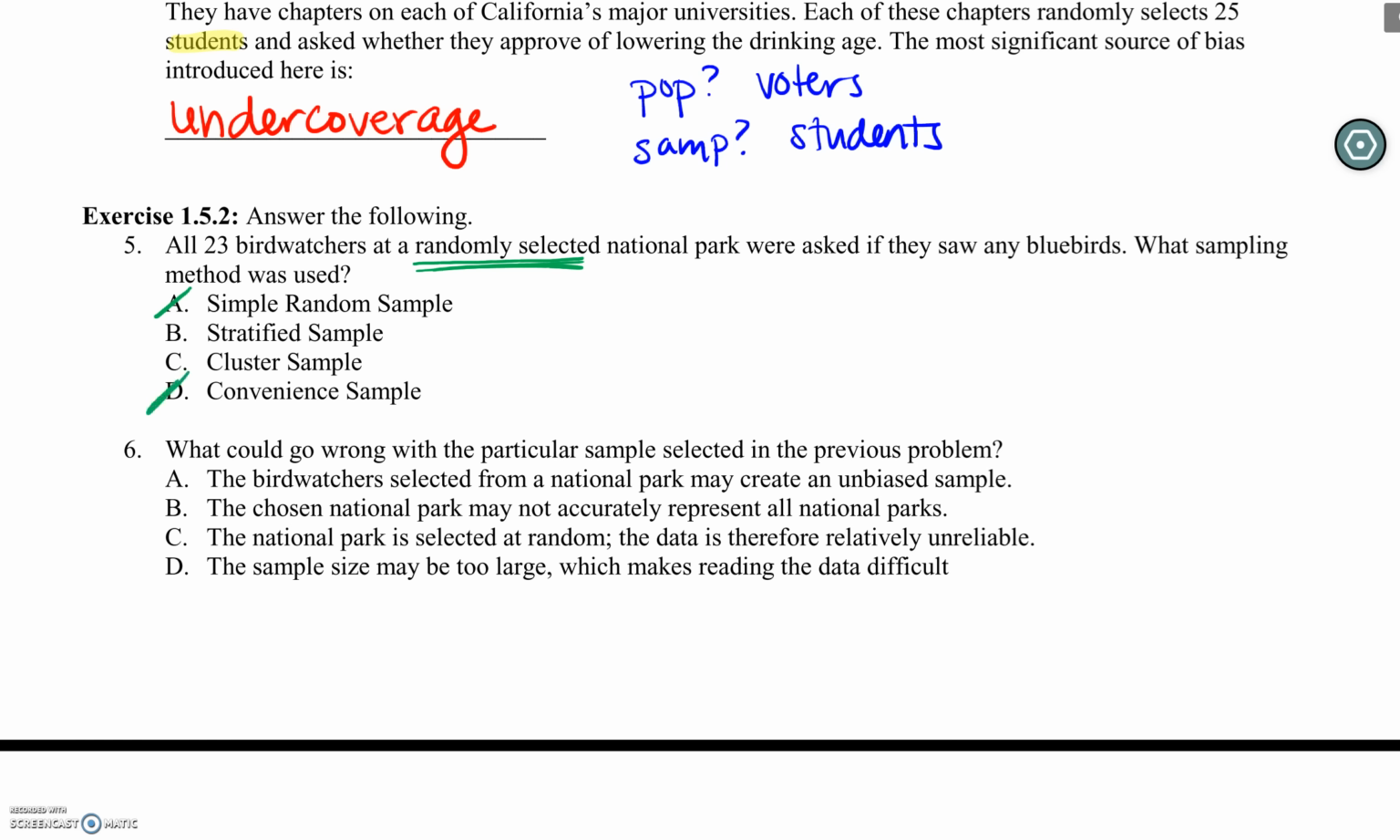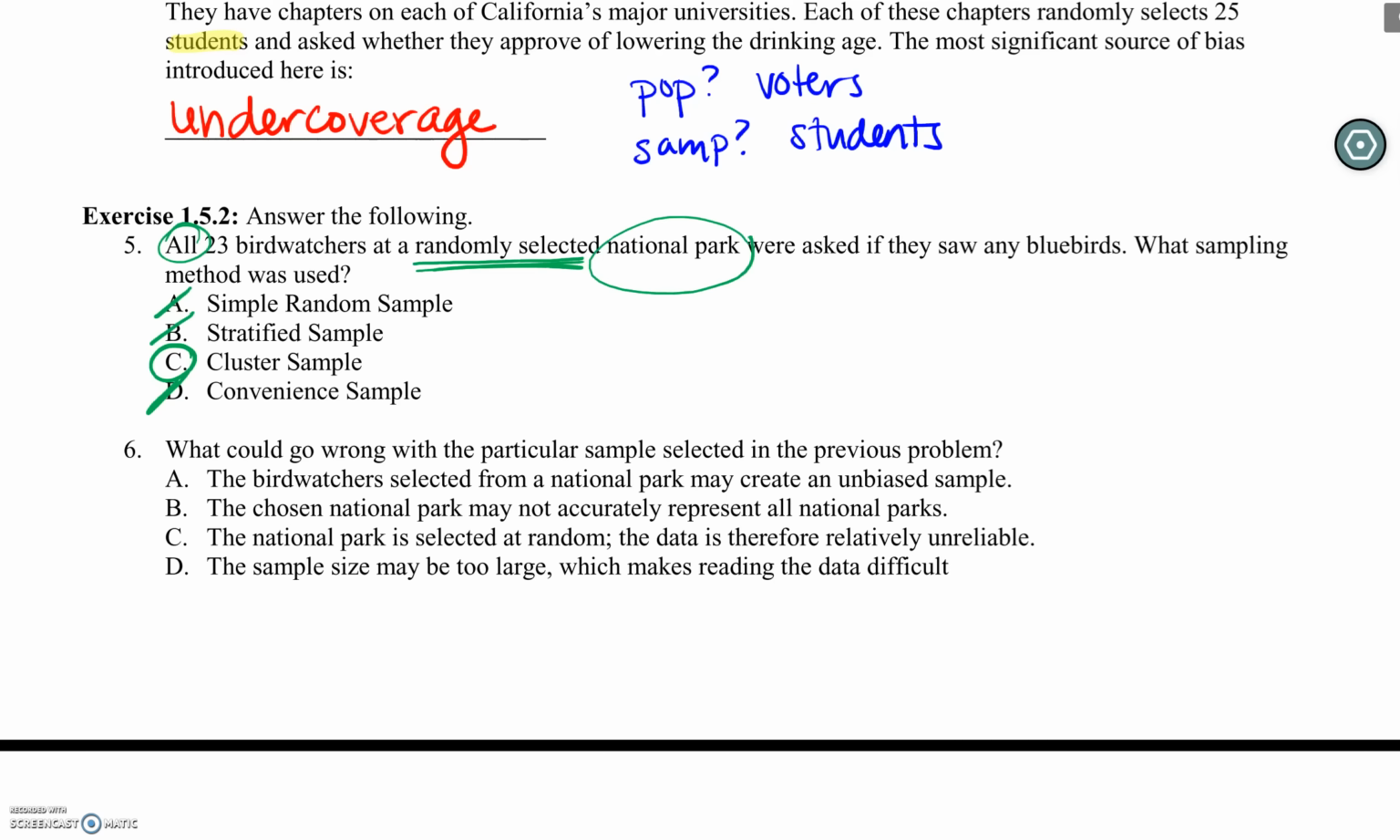So this actually is a cluster sample, because we randomly selected our group and then we chose all people in it, right? So our random selection is happening at the group level and we're choosing everyone. It is a really bad cluster sample is what it is. It is not stratified, because that would be taking a sample of a couple of bird watchers from every national park. And then 6, what can go wrong?